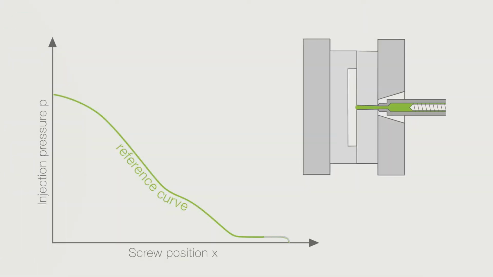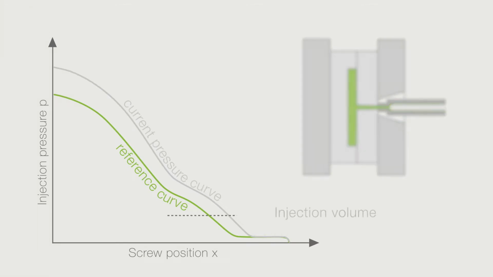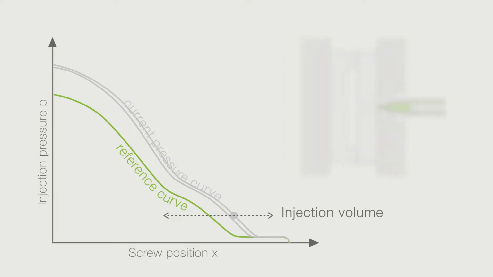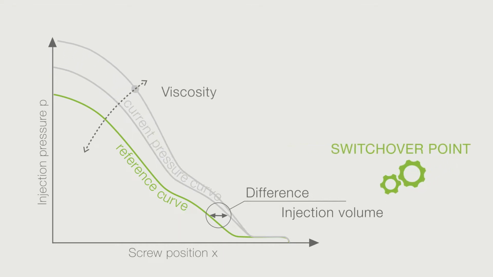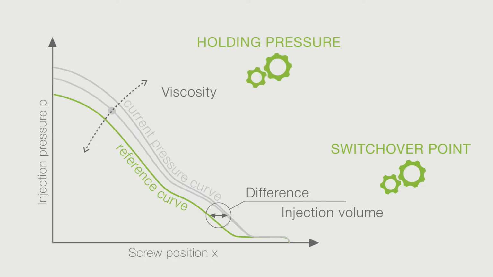By comparing the current pressure curve with the reference curve, differences in injection volume and viscosity can be detected. IQ Way Control compensates fluctuations in the injection volume by adjusting the switchover point and viscosity fluctuations by adjusting the holding pressure. The aim of the automatic adjustments is to keep the injection volume constant.